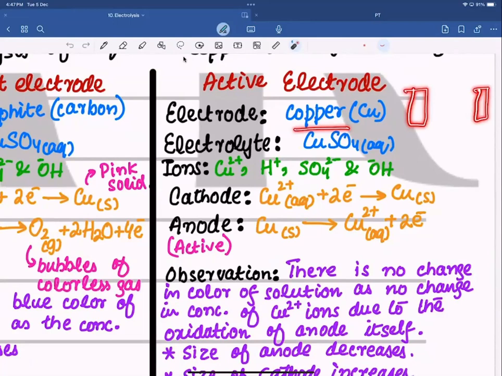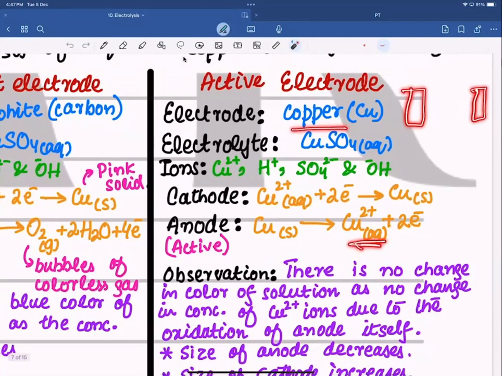Blue is its ion, not the solid. What is the color of the solid? Pink solid, right? Okay, so this is an anode and this is a cathode. At the cathode, more solid is forming, and at the anode, the solid is turning into aqueous.